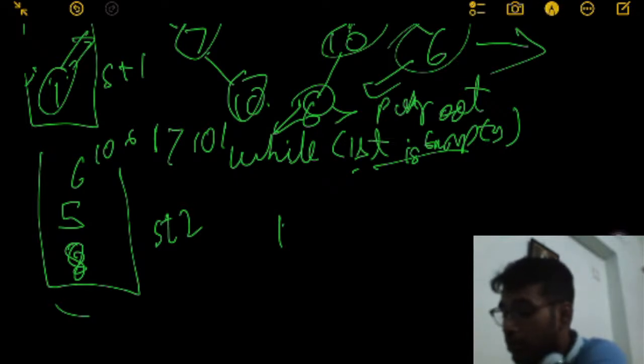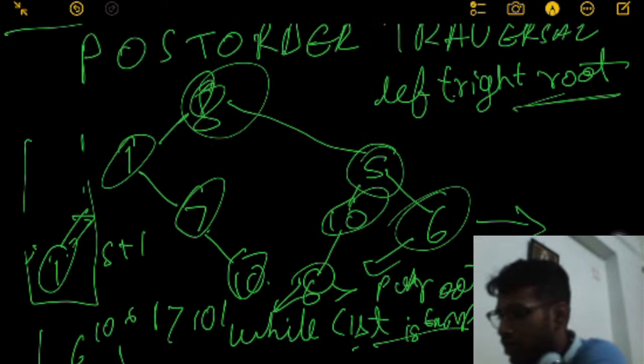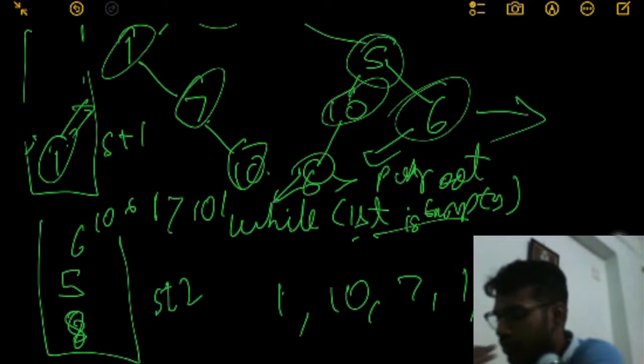Now this gets popped and it's added to the answer list. So when this stack 2 gets popped, 1 will be added to the list, then 10, then 7, then 1, then 6. Wait a second, there's two ones. No, wait, this one is not there. 6, then 10, then 5, then, sorry, 6, then 5, then 8. So this should be the answer, right?